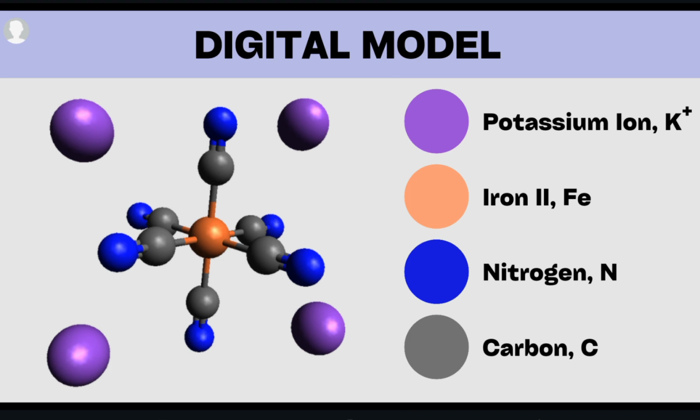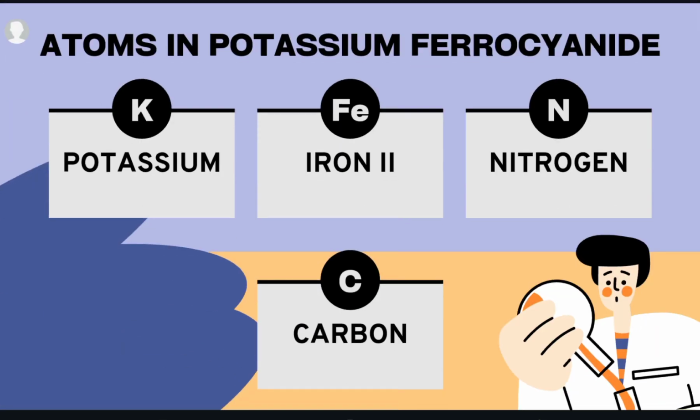And then we have four potassium ions that are cross-linked to this central ferrocyanide ion. And each of these potassium ions forms an ionic bond with this ferrocyanide anion. The atoms present in potassium ferrocyanide are potassium, iron 2, nitrogen, and carbon.